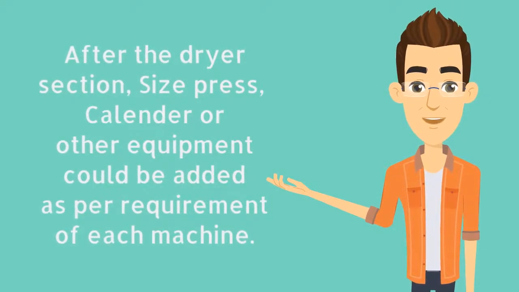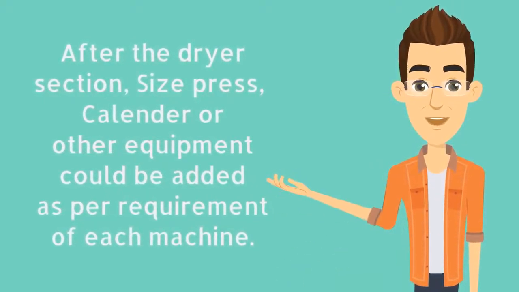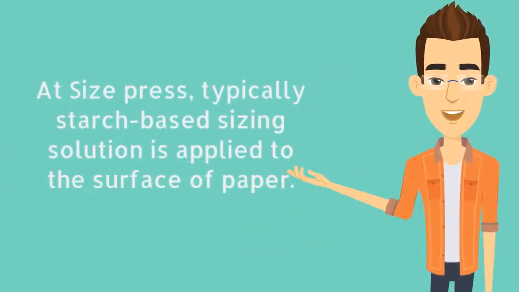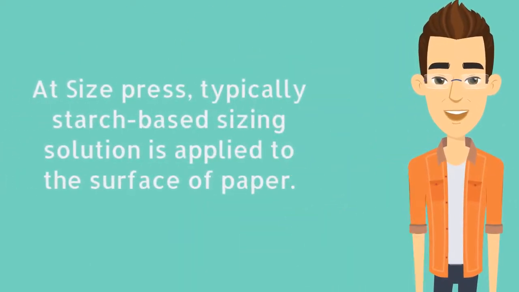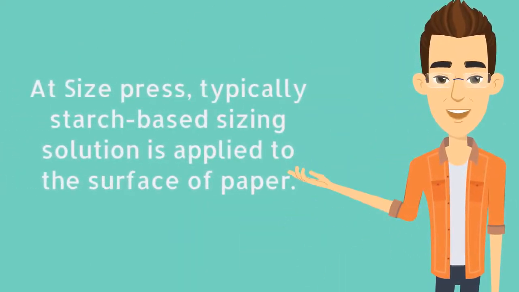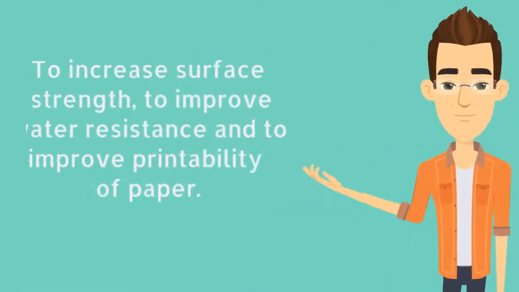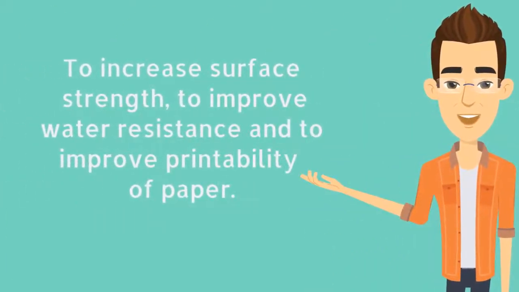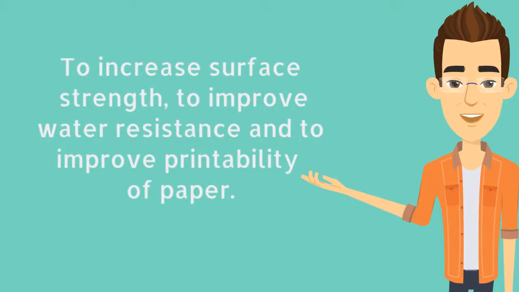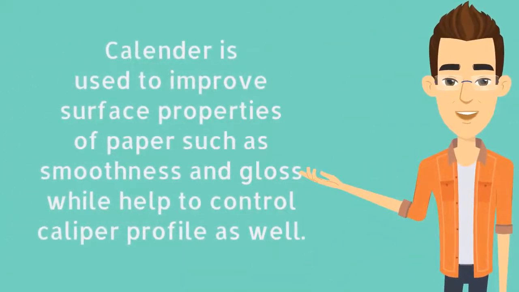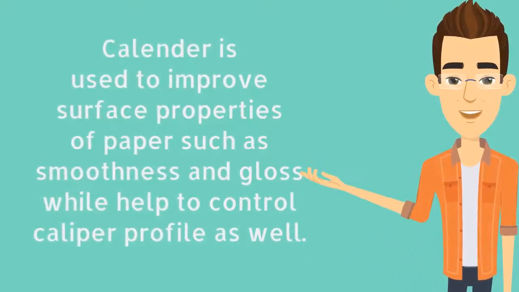After the dryer section, size press, calender or other equipment could be added as per the requirement of each machine. At the size press, typically a starch-based sizing solution is applied to the surface of the paper to increase surface strength, to improve water resistance and to improve printability of paper. The calender is used to improve surface properties of paper such as smoothness and gloss, while helping to control the caliper profile as well.